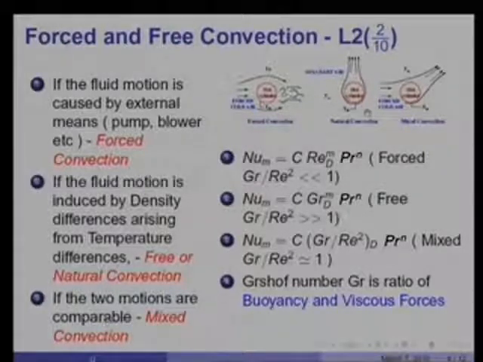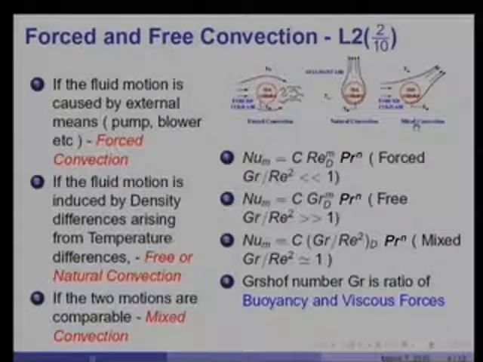But many times the external flow is not high enough to suppress all motion due to density differences. In such a case, the two motions are comparable, and such a situation would result in the net flow downstream of the cylinder going somewhere to the northeast. It's a combination of northward flow in natural convection and eastward flow in forced convection, and therefore it would climb somewhere northeast. Such a situation we call mixed convection.